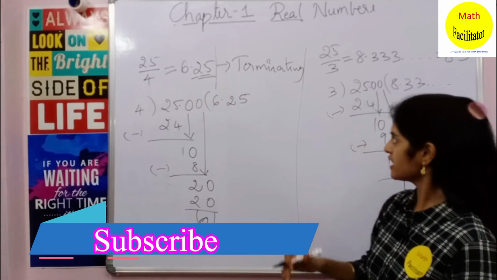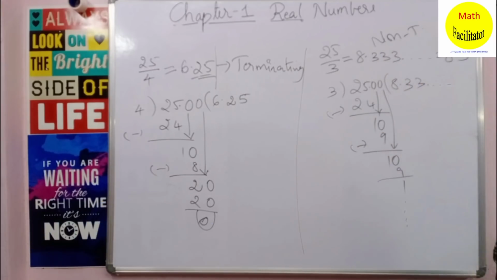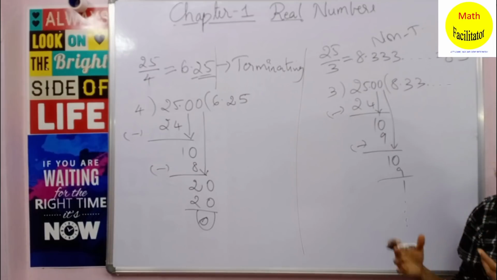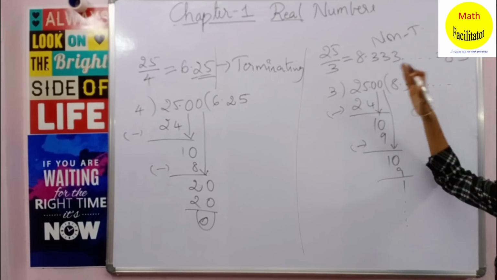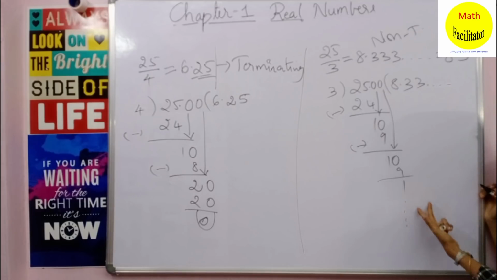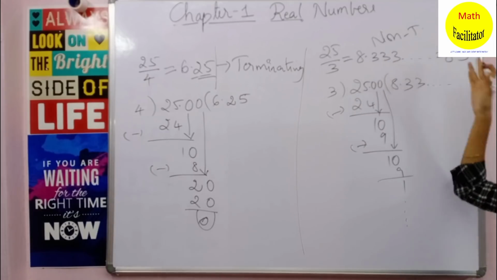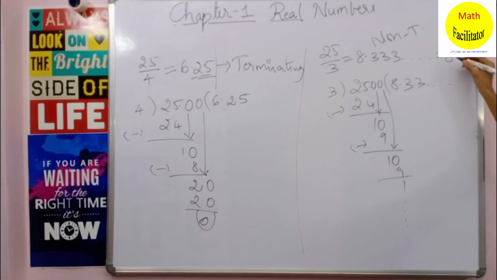Yes, but this is called non-terminating decimal. That means there is no end to this decimal. However many times you divide it, the quotient continues and the same remainder 1 continues. So this quotient keeps repeating, this 333 keeps repeating. So you can write it as 8.3 bar. This bar represents that 3 is repeating.